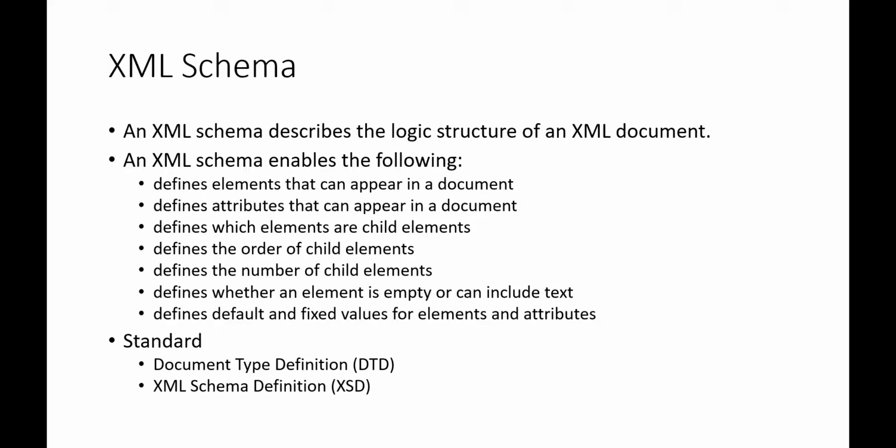So using the schema, we can do different things. We can define what can come in a document, because you can define different tags, which we call elements. So then you have a control, right? Otherwise, people can come up with various different elements. You can also define the attributes that could appear in a document.